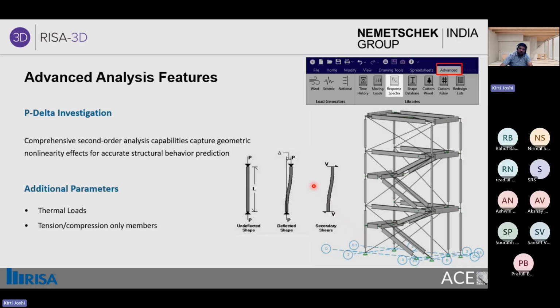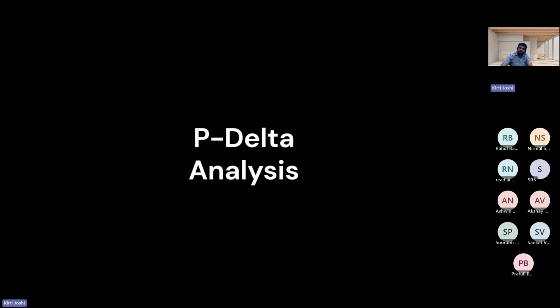So in RISA, these second order effects are included in the analysis, which gives a much more realistic representation of how the structure behaves under the load. Also, we'll see how you can apply additional parameters like the thermal load or tension-only or compression-only members in a model, which may be useful for modeling the bracing or the strut. So we'll jump into the P delta analysis in RISA 3D.